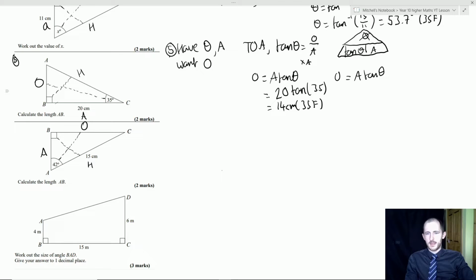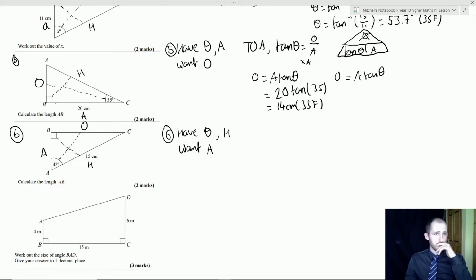So what we're going to do here is, if we have a look at what we want and what we have, oh, I didn't even label the question, my bad. So let's put 6 here and here. So what do we have first? We have an angle and we have the hypotenuse. And what do we want? Well, it says calculate the length AB. This is AB and I've labelled it A. So that's what I want so far.